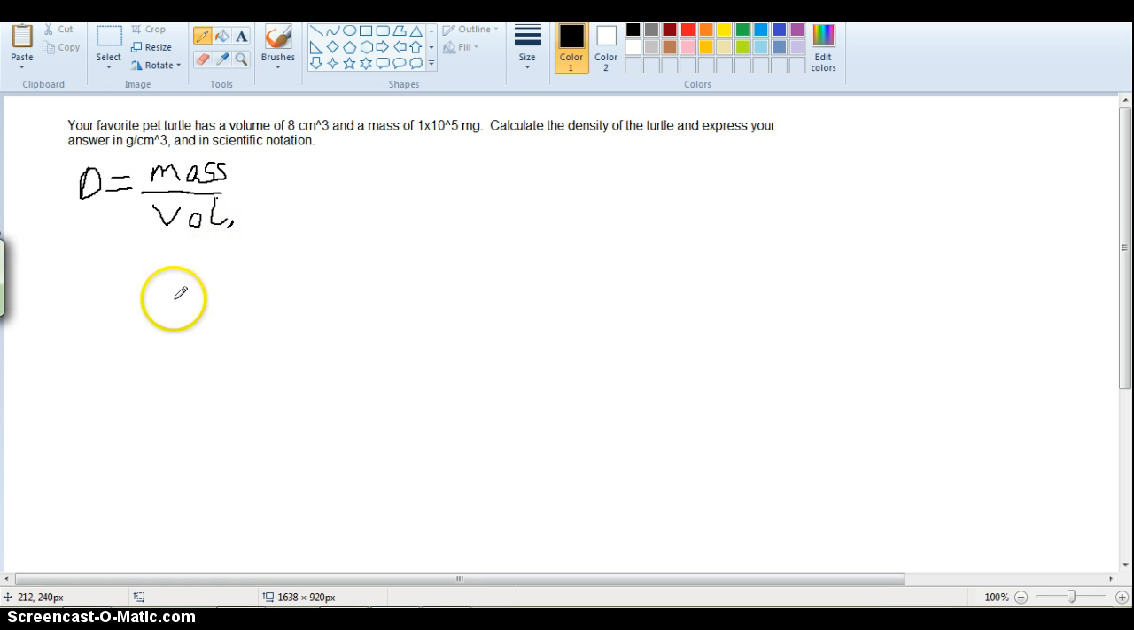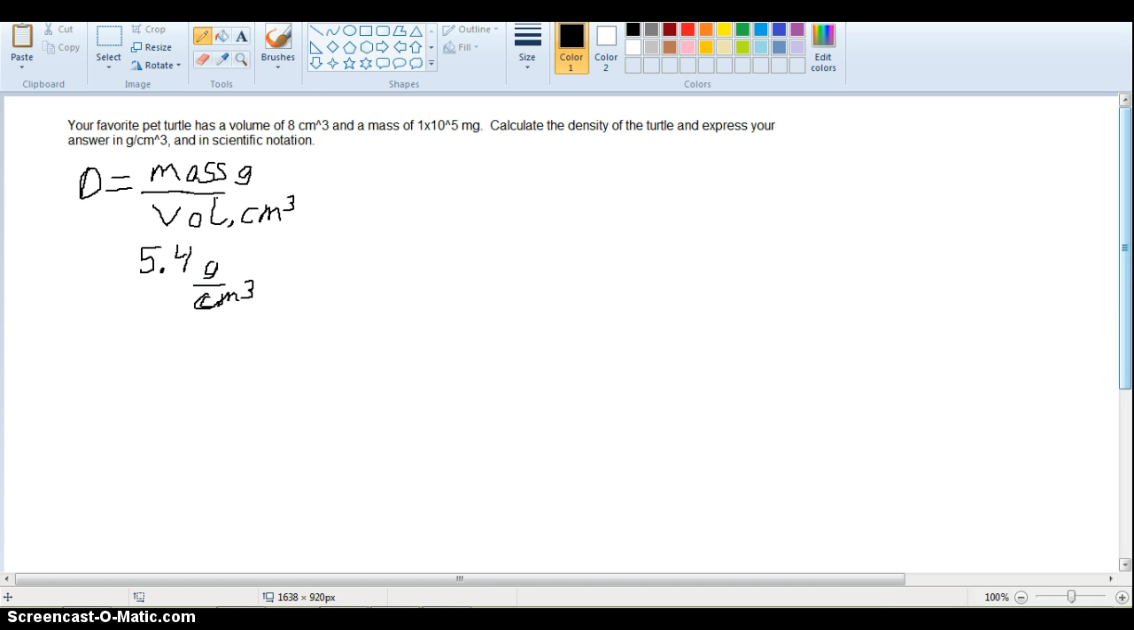And generally how we report density, the units would be mass in grams, and then volume is in centimeters cubed. So density is mass in grams over volume in centimeters cubed. So we might get something like 5.4 grams per centimeters cubed is how we would write that. That would be the units for density.